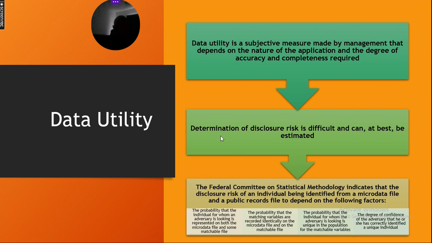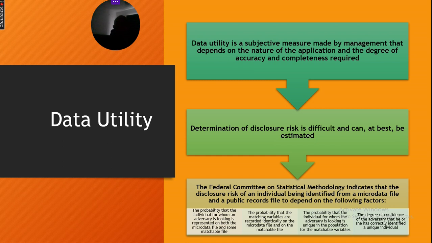Now, similar to data utility, the determination of disclosure risk is difficult, right? Because if you want to make data super available, then the disclosure risk is difficult and at best can only be estimated. Okay? So the Federal Committee on Statistical Methods indicates that the disclosure risk of an individual being identified from a microdata file and a public data file depends on the following factors.